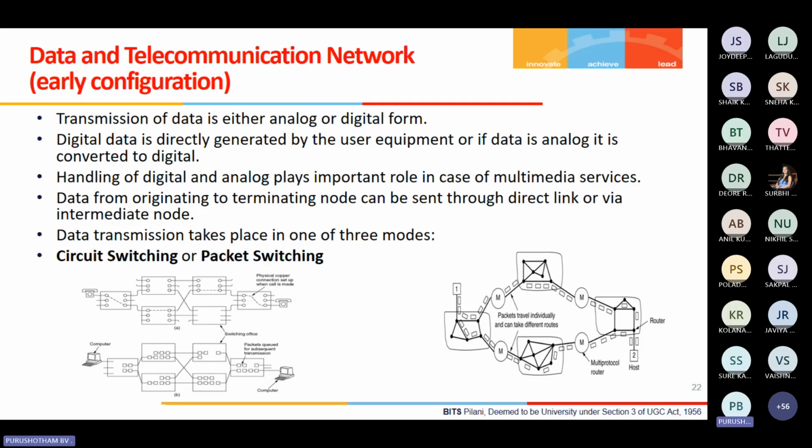Now they may travel independently on different paths based on the traffic conditions, etc. But finally they will be received by the receiver, where the assembling of the data will happen. So packet 1, 2, 3, ordering will be done. After that, it will be read as a message. That is called packet switching.